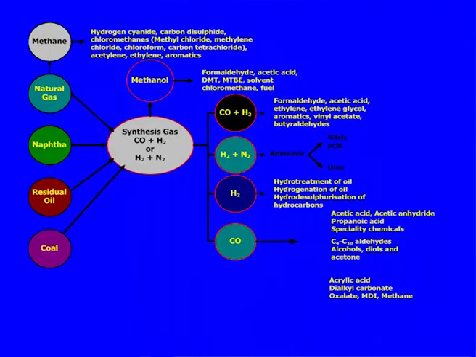This is in brief about the various products which you are getting from the synthesis gas. So the methane, natural gas and naphtha you are seeing, but one source is from the coal. The various products from the synthesis gas will be discussed while discussing the petrochemical processes in the synthesis gas and chemicals.